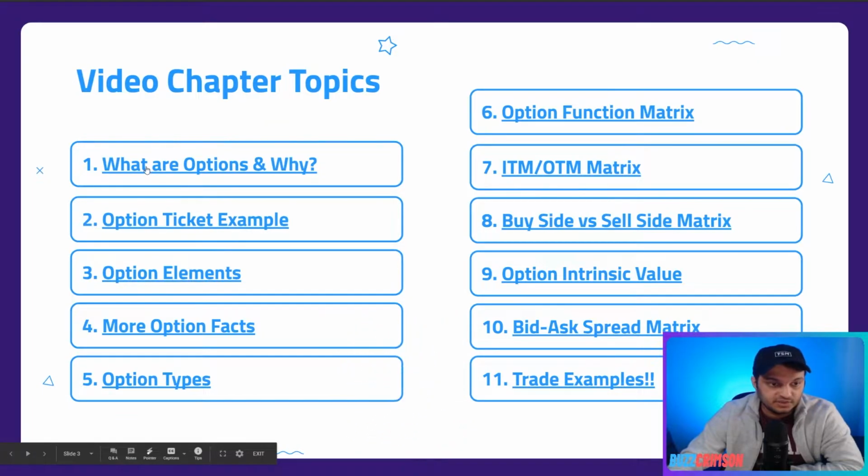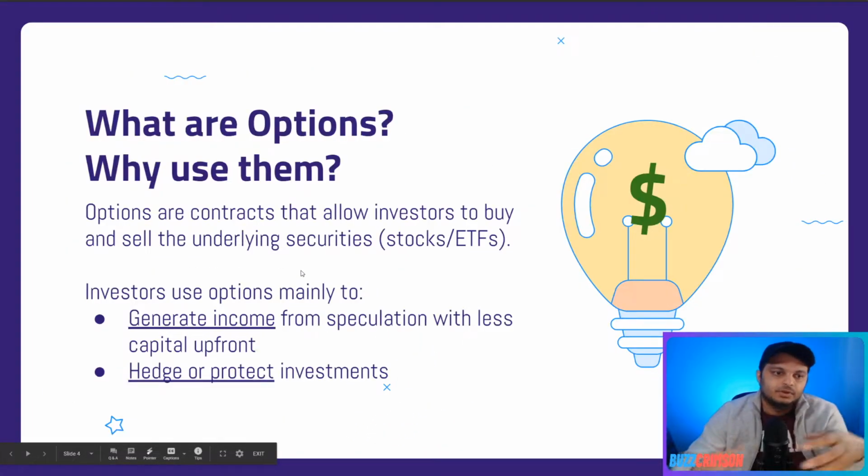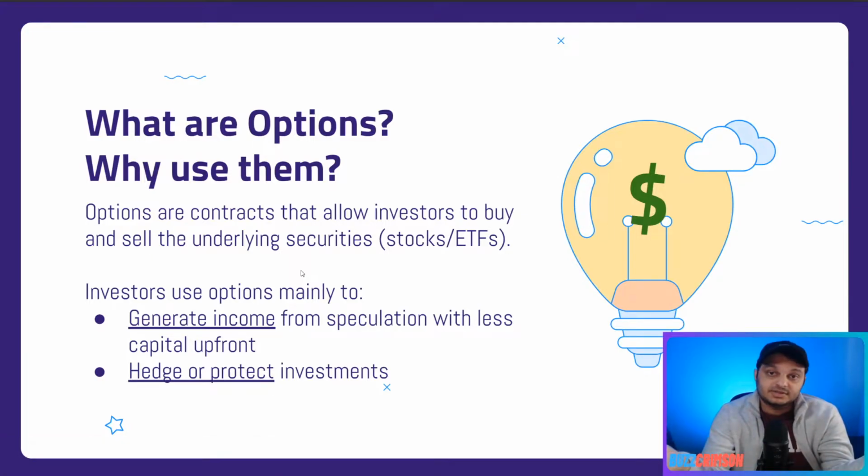Let's start with what are options and why. So options are just contracts. The contract is based on an underlying security. So if you buy a Microsoft option, the option contract is based on the Microsoft stock. Simple. This option contract is going to allow you to buy Microsoft shares or sell Microsoft shares at a certain price. Okay, we're going to go over all of that more in depth in the next couple of slides.